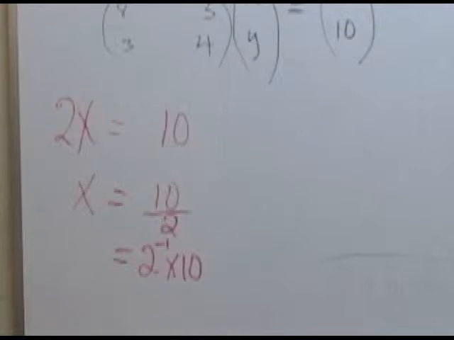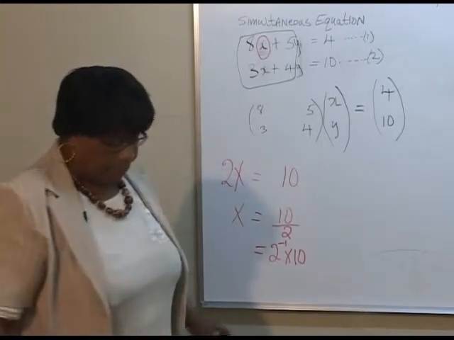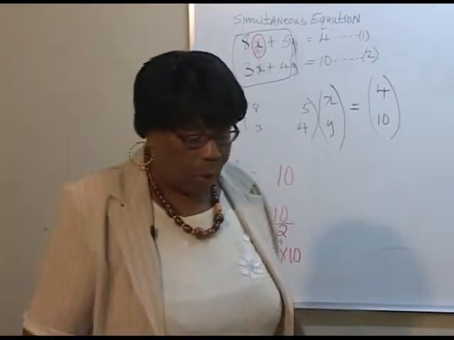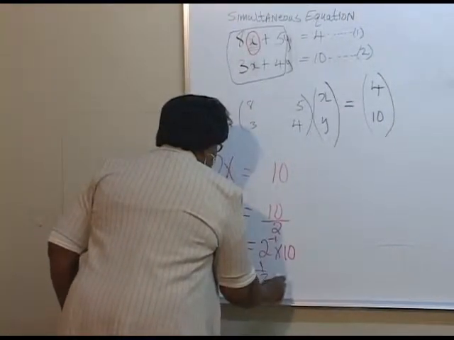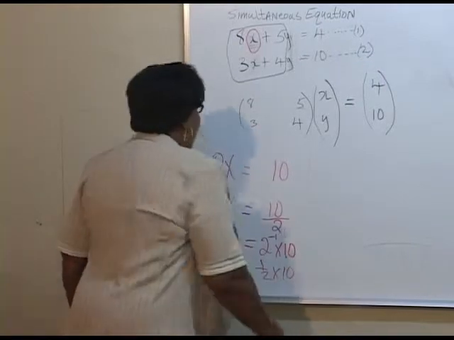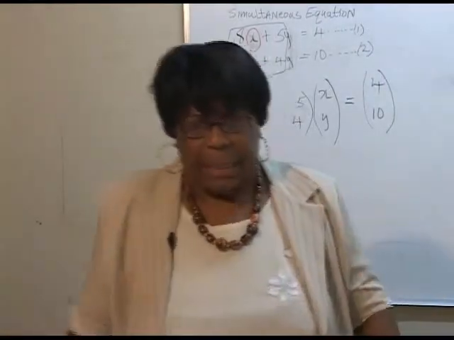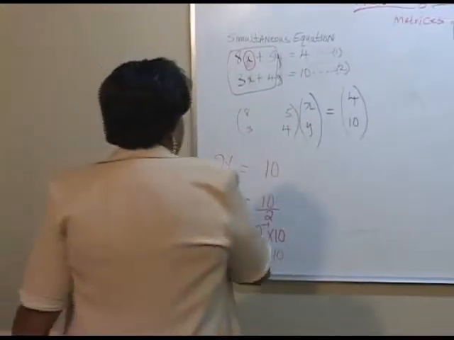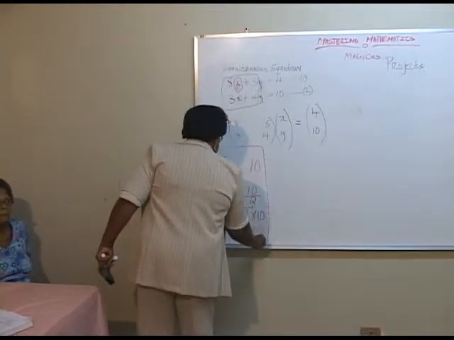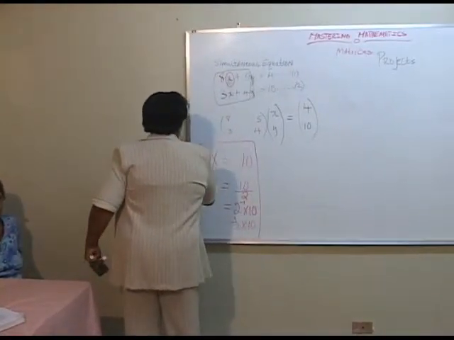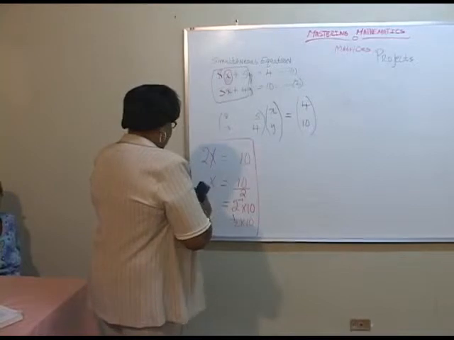However, we can transform that to write it as 2 to the inverse times 10. And 2 to the negative 1 is the same thing as writing a half multiplied by 10. Why is Miss Weston taking time to say all that? Because it is this principle upon which the inverse is founded in terms of solving the simultaneous equation.